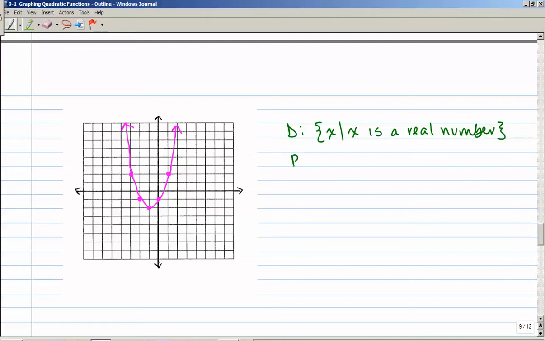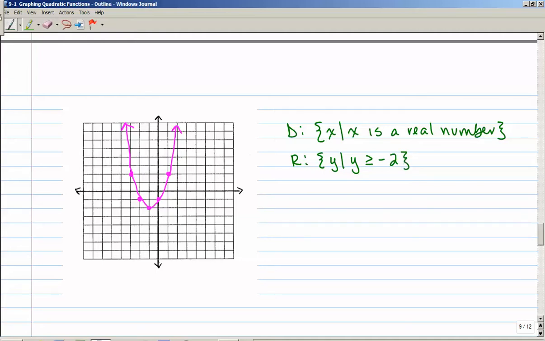And my range is what y can be. And this is actually going to be a little bit trickier. So what you want to do is basically take your highest or lowest point, and in this case my vertex is a minimum, and notice the graph is going up from there. So my range is going to be any y value that's greater than or equal to -2, because right here at the vertex y is -2, and my graph is going up.